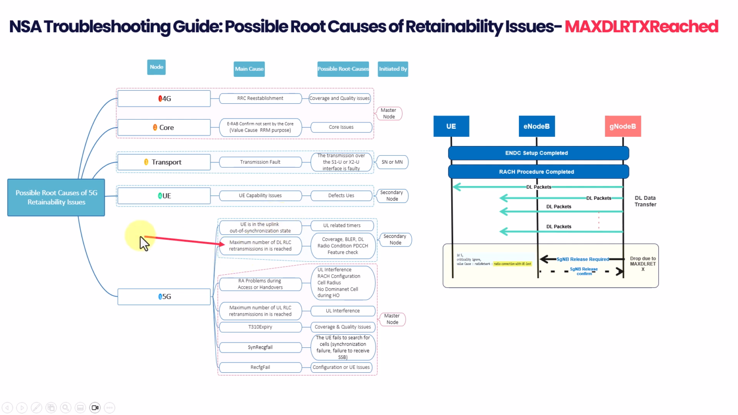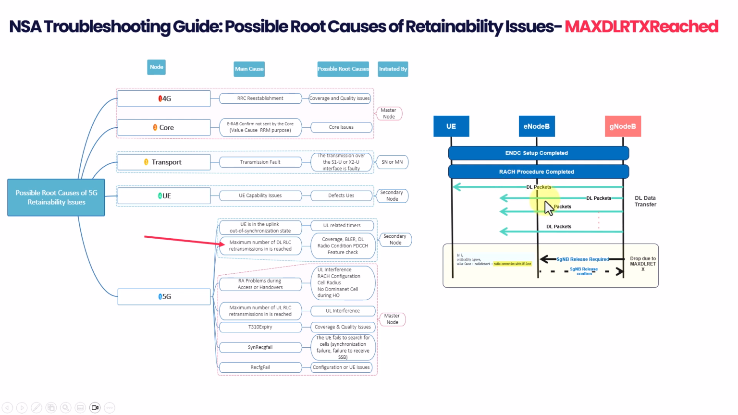The second cause about the 5G is that the maximum number of downlink RLC transmissions has been reached. As you can see in the figure on the right, the SgNB setup is completed, then the RACH procedures are completed, then the SgNB starts forwarding some downlink packets towards the user, and somehow the user starts losing them. The packets are not reaching the user due to downlink radio problems, or it can even be uplink issues. The user cannot acknowledge these packets because of uplink, so it can be either downlink or uplink.